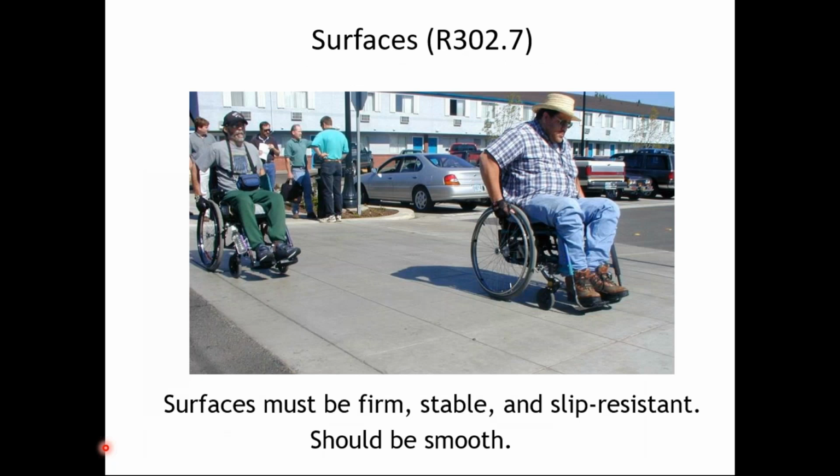PROWAG's pretty general when it comes to surfaces. Basically, they say that surfaces must be firm, stable, and slip resistant, and they should be smooth. One thing that you'll hear if you talk to individuals in wheelchairs who have suffered severe spinal cord injuries, they will tell you that a rough surface like paver block or brick or certain joints, that rough surface creates vibrations that are excruciatingly painful. So my advice is to make the actual travel way a smooth surface.